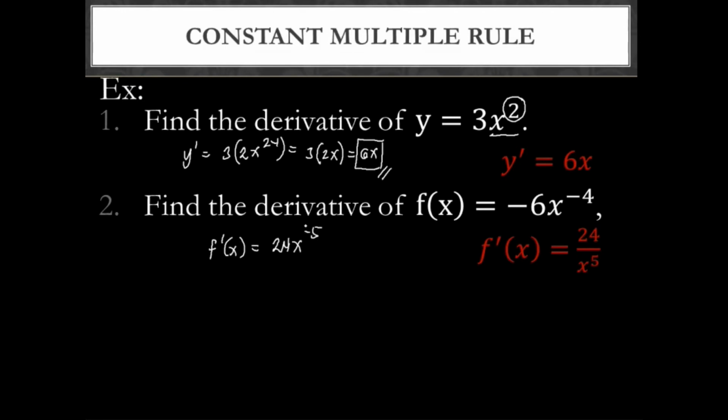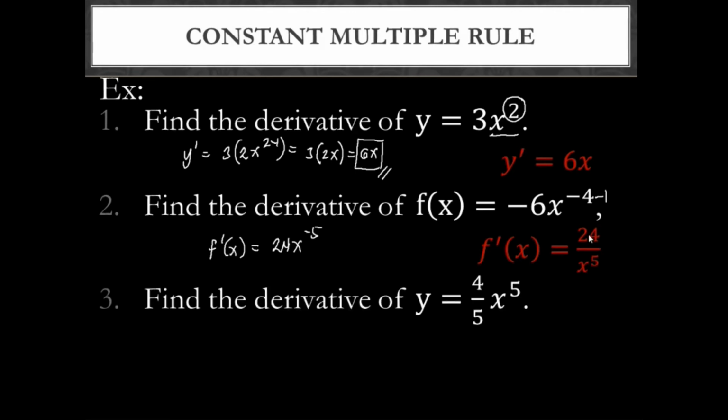Eh, di ba bawal po yung negative na exponent? Kasi, di ba, minus 1 po ito. Kaya, ang final answer natin ay 24 over x raised to 5. Okay. Next. Okay. Kayo nga po magsagot.